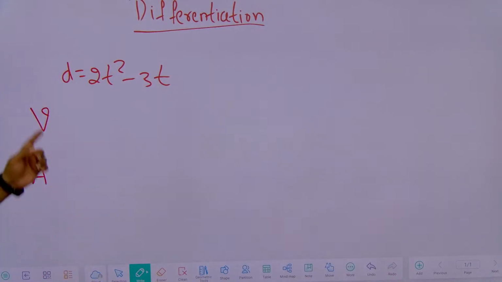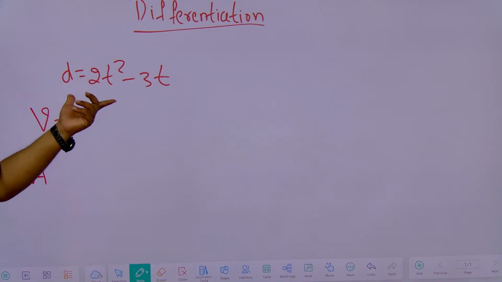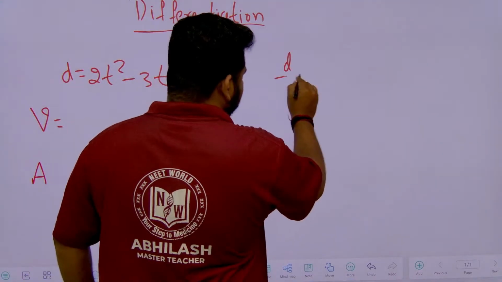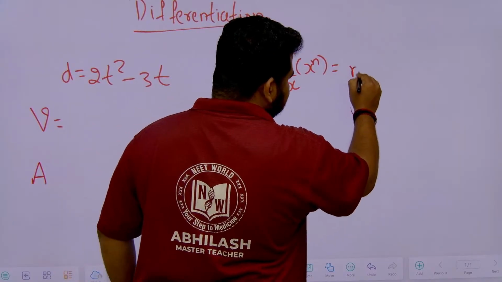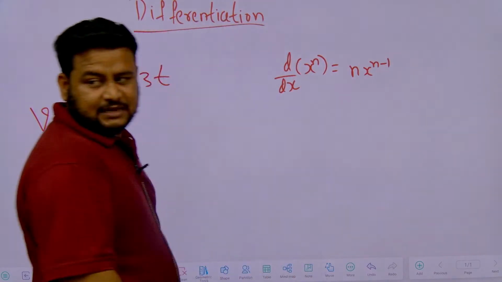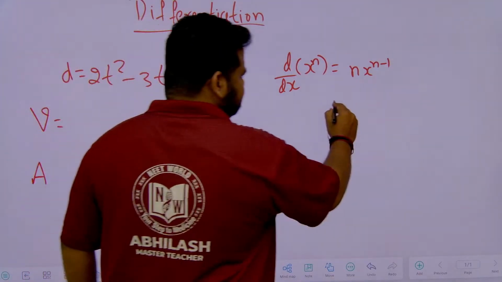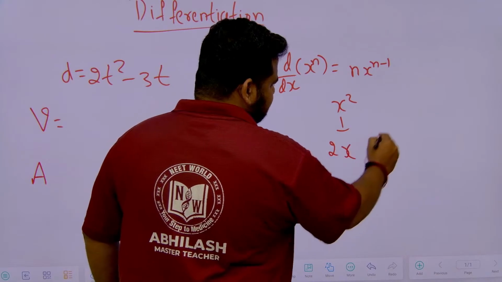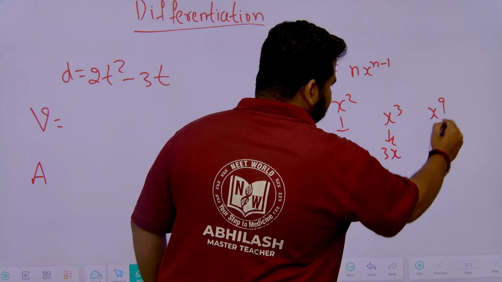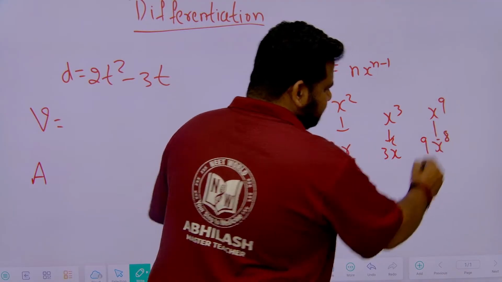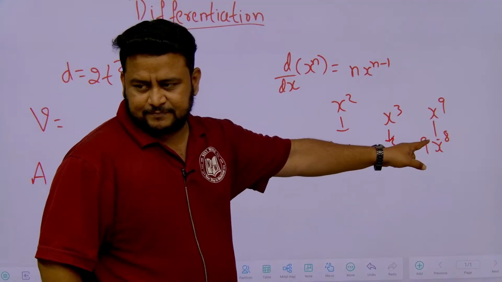At that time what do we have to do? From distance, if you want to get velocity, you have to differentiate one time. So if I differentiate this, which formula are we using? d by dx of x to the power of n. This is equal to n times x to the power of n minus 1. So suppose we have x square, what will this become? 2x. If you have x cube, 3 will come down, it becomes 3x square. If you have x to the power of 9, 9 will come down, it becomes x to the power of 8.